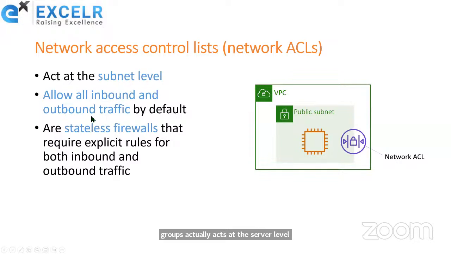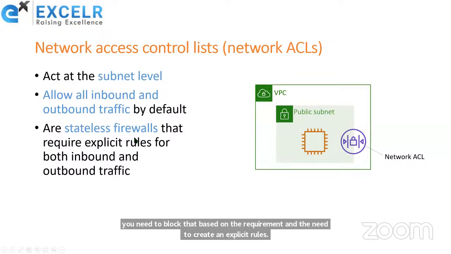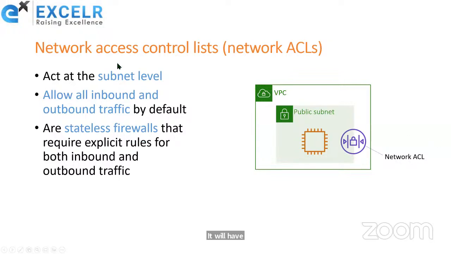It allows all inbound and outbound traffic by default. It's a kind of stateless firewall that requires explicit rules for both inbound and outbound traffic. It means by default all traffic will be allowed, so you need to block that based on the requirement and the need. You need to create explicit rules. It will have allow and deny rules. Okay. It is also an interview question or a certification question: the difference between security groups and network ACLs. Security groups are configured at the server level. Network ACLs are configured at the network level.